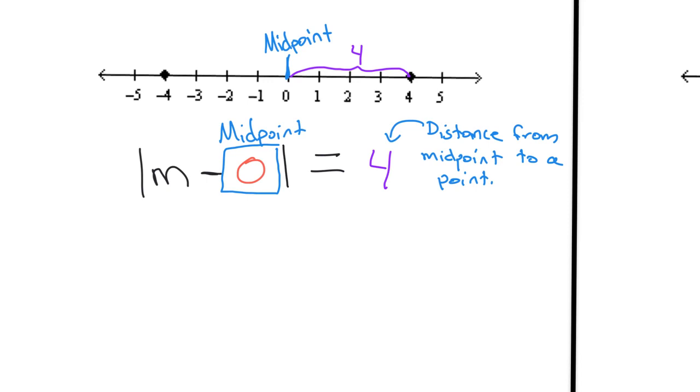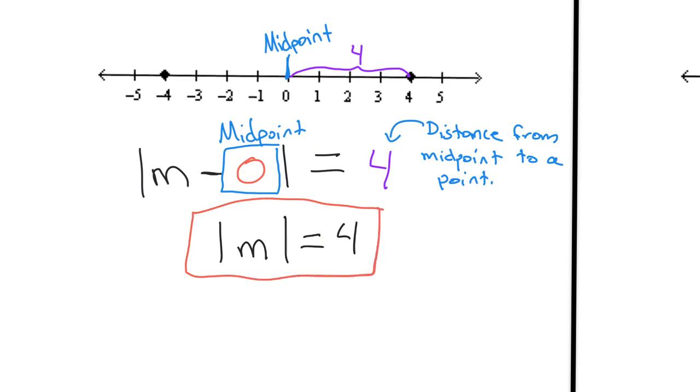Now you simplify what's inside of the absolute value. M minus 0. 0 is nothing, so it just stays as m. So we have the absolute value of m equals 4. And that's the answer we're looking for. We want to write an absolute value equation representing that graph. The number line up here will have this absolute value equation.